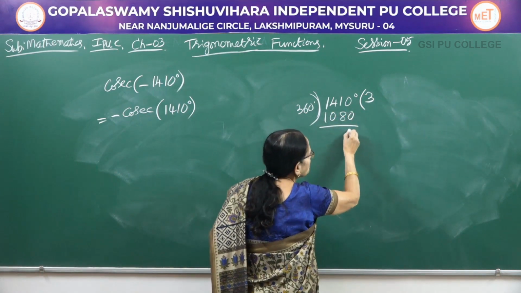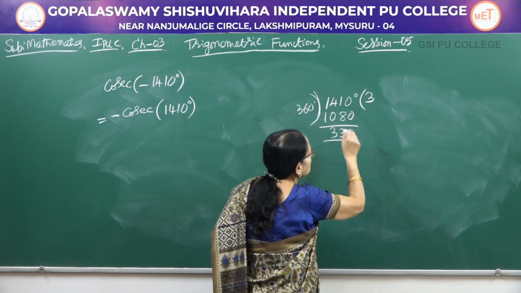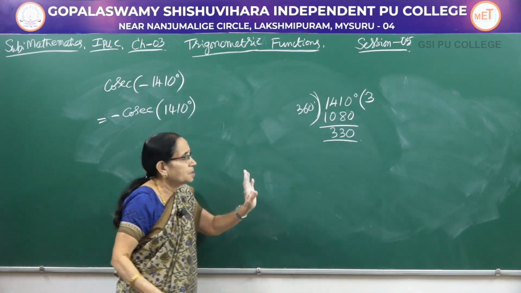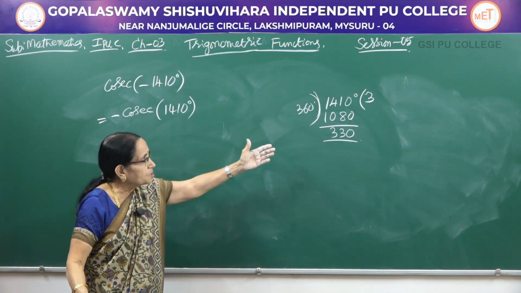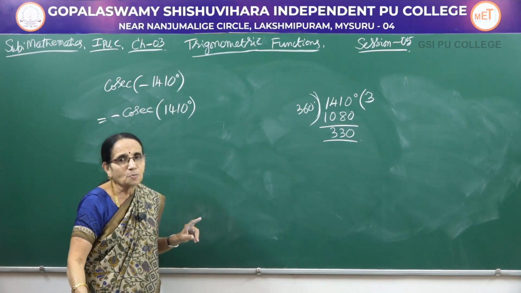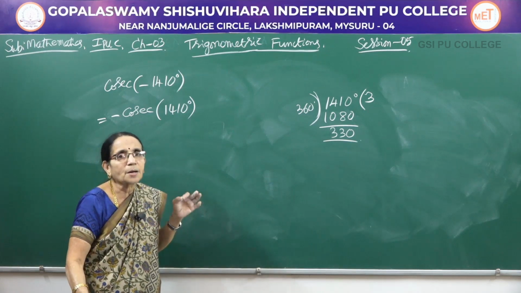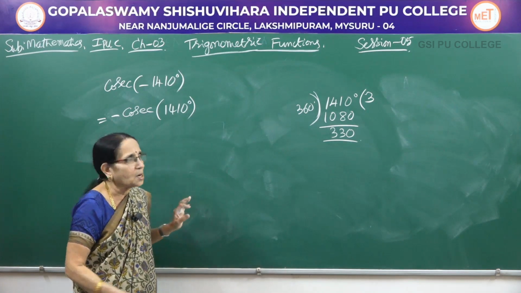1080. Now subtract: 11 minus 8 is 3, and this is 3. So how many times have you divided? 3 times. See what's the remainder? It is 330 degrees. In the previous problem, you got 45. Directly you could find the value because it was an acute angle lying between 0 and 90.